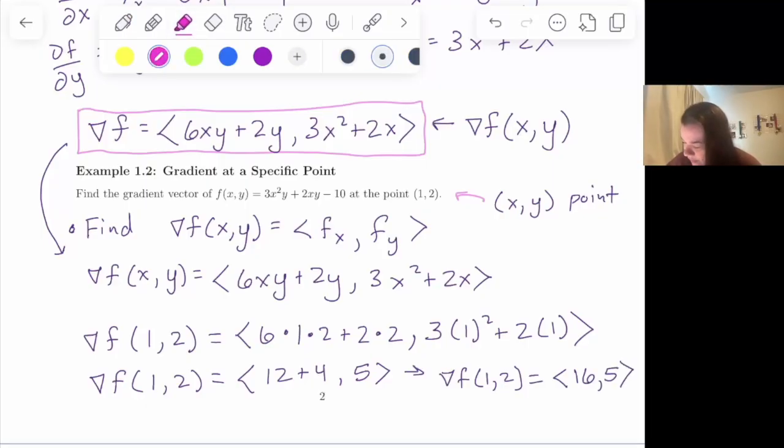There it is. We have found the gradient vector at a specific point. That is what was asked of us in the example. Now, we haven't really talked about the context. What did this gradient vector find for us? We are going to get to that in the next example. This first example was just to help us learn how to find the gradient.